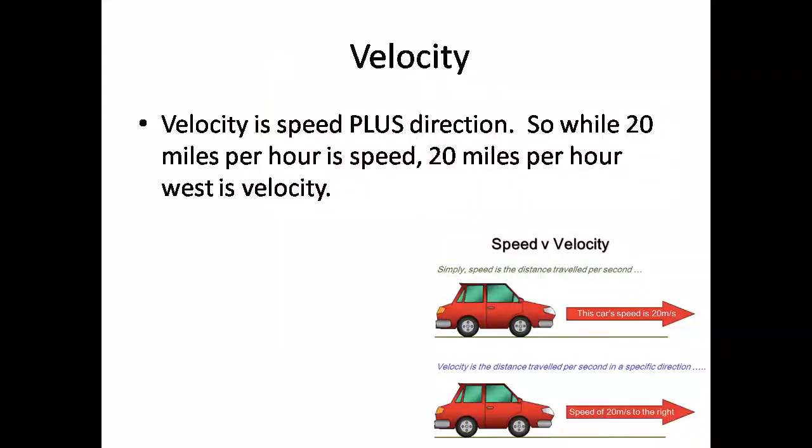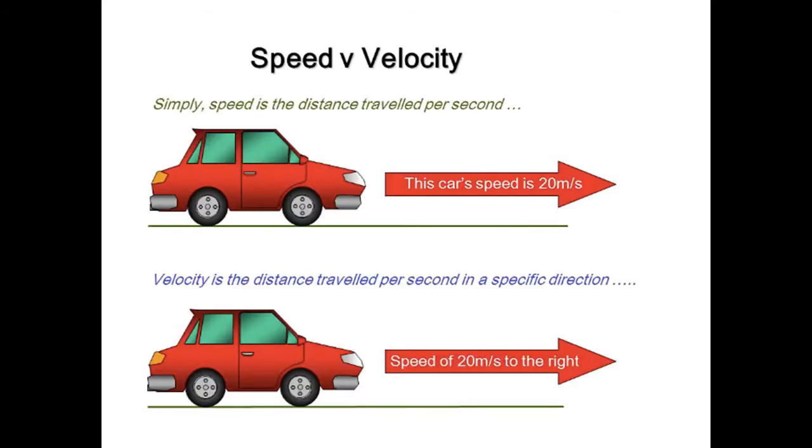So that's speed, but what about velocity? A lot of people think velocity means really fast speed. Velocity is speed plus direction. So velocity gives you more than just speed does. And if they ask you, which is the velocity of something, make sure that your answer is not just how fast it's going, but how fast it's going and in which direction. So speed could be, this car is going 20 meters per second. Velocity would be 20 meters per second to the right, or east, or west, or whatever.